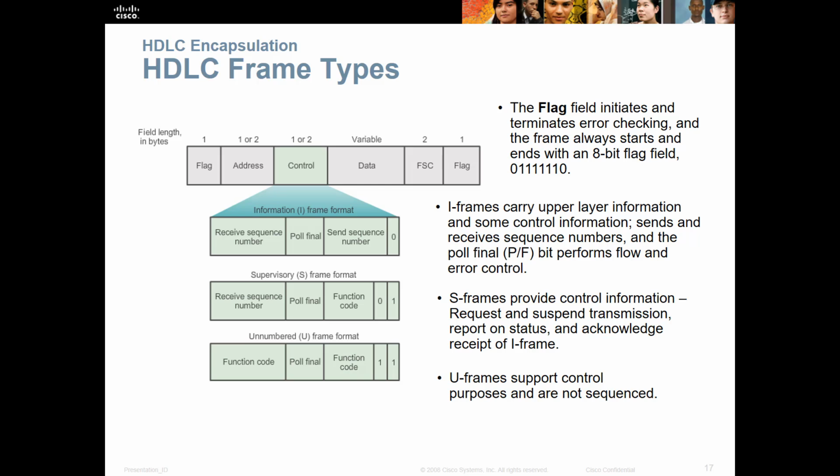receipt of an I-frame. Then we have an I-frame, and this will carry upper layer information and some control information, and it will send and receive sequence numbers and the poll/final bits performing the flow and error control. There is a specific sequence to initiate it, which is an 8-bit flag, 01111110.